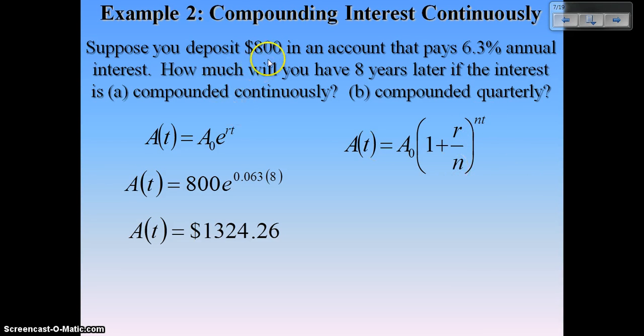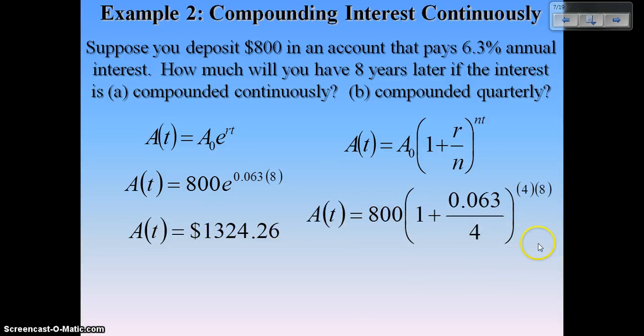So what do we know? Well, again, we know 800 is A sub naught. We know the rate r is 6.3%, and we change it to a decimal. n, how many times a year is quarterly? n would be 4. And then again, t is 8 years. I plug all that in, and it looks like this. And then punch that into your calculator. And again, be very careful. It should handle all that okay, but be very careful that you punch it in correctly.